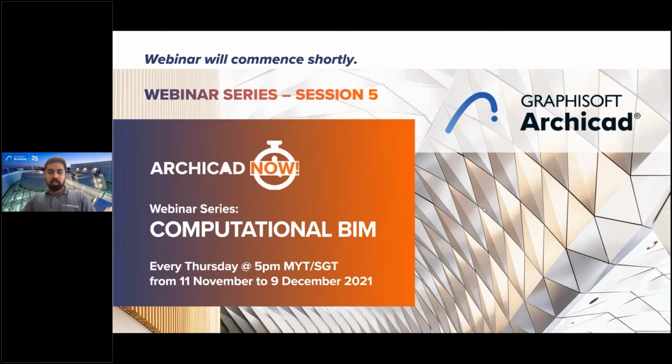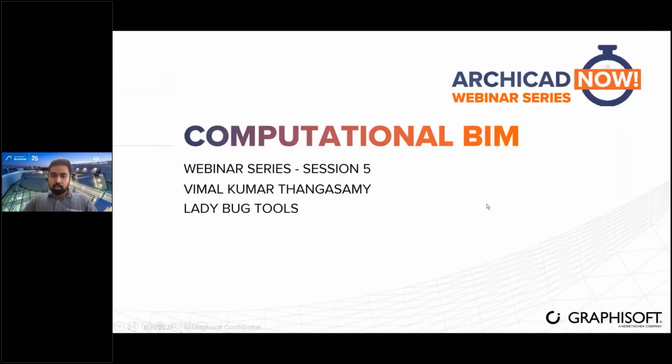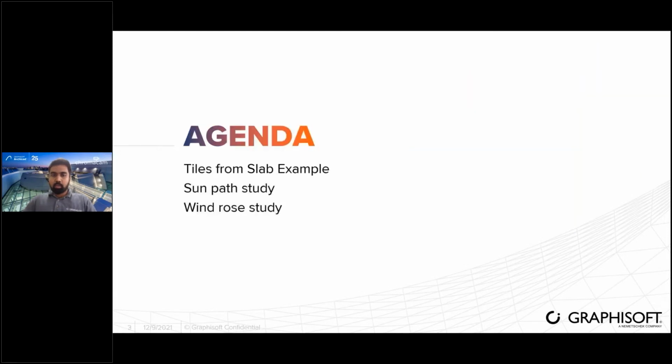So on this computational BIM Archicad series, today we are going to see Ladybug Tools. We are going to do a sun study, and then we are going to do a wind rose study using Grasshopper components. You are familiar with Ladybug already. In session 2, we saw how to use Ladybug. Today we are going to see how to do the sun path study, and then the wind rose study.